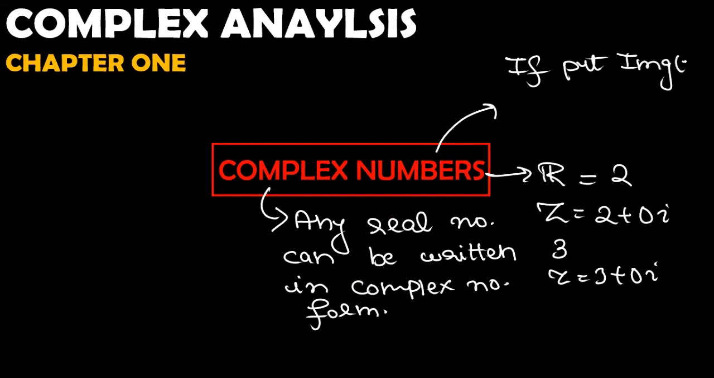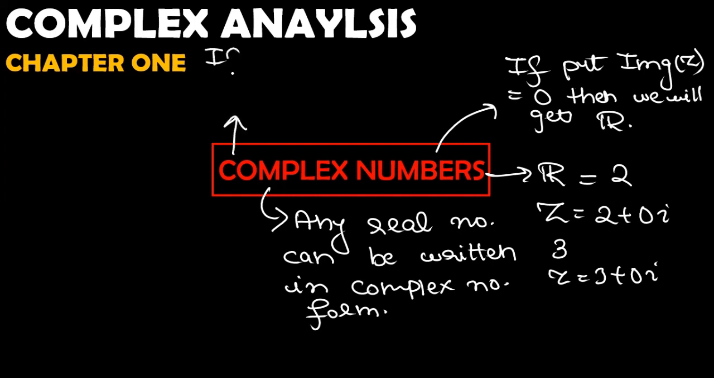If the imaginary part of Z is equal to 0, then we get real numbers. If Z is equal to 0 plus b iota, where the real part of the complex number is 0, then this kind of complex number is called a pure imaginary number.